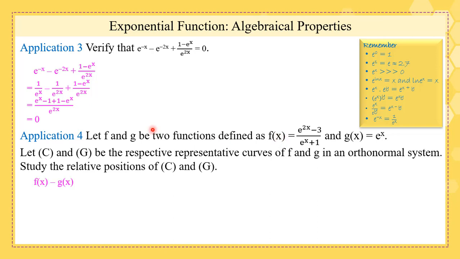Well, to study the relative position, we have to find the sign of f of x minus g of x, which is e to the power 2x minus 3 over e to the power x plus 1 minus e^x. And if we take a common denominator, we get this quantity, which is (minus 3 minus e^x) over (e^x plus 1). In fact, the numerator is negative, the denominator is positive, so the ratio is negative.